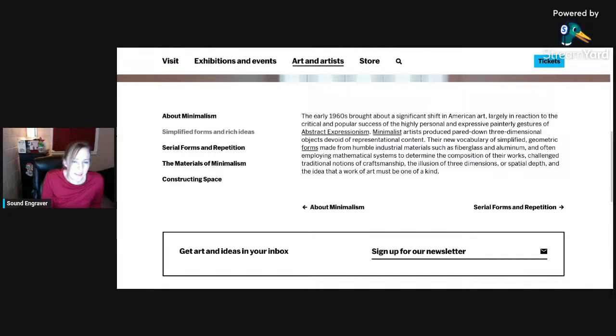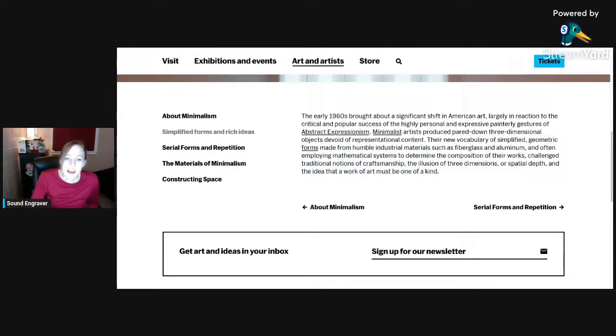I'm going to highlight this. Their new vocabulary of simplified geometric forms made from humble industrial materials such as fiberglass and aluminum, and often employing mathematical systems to determine the composition of their works, challenged traditional notions of craftsmanship, the illusion of spatial depth, and the idea that a work of art must be one of a kind. Those are very important components.